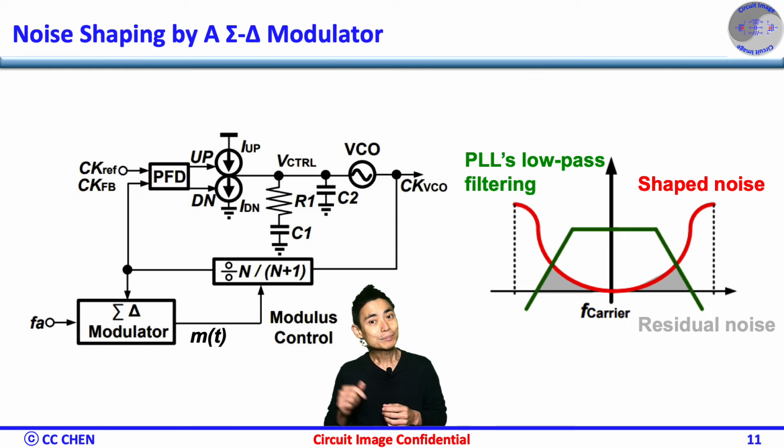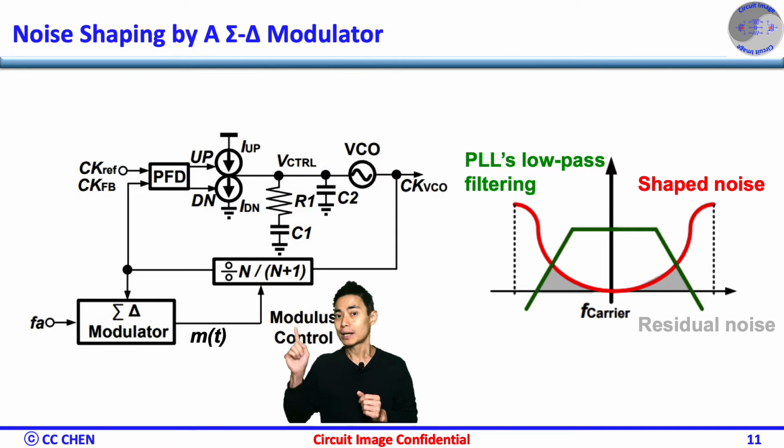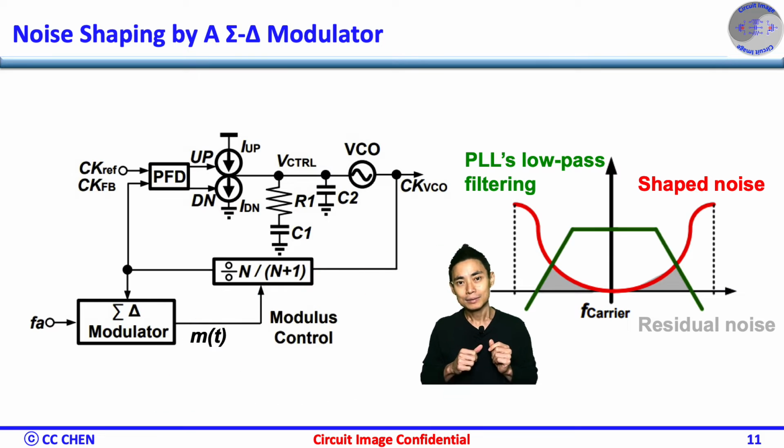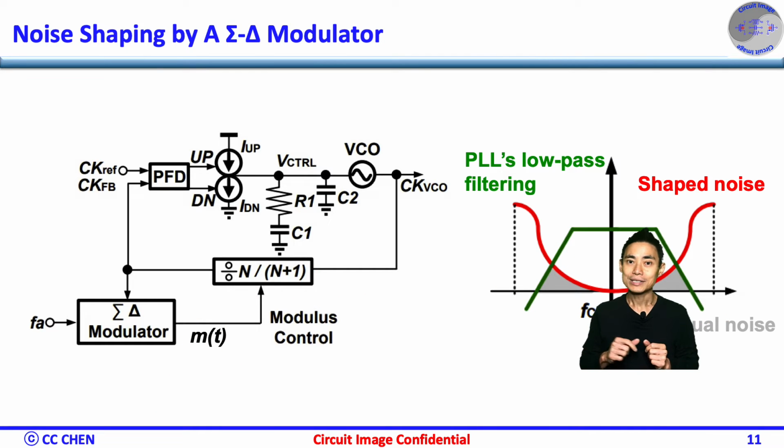Right, the most popular and effective way is to apply the sigma-delta modulator, which toggles the divide ratio between N and N plus 1, such that the average is equal to the fractional number. Then the quantization noise in the divide ratio has a high-pass shape, and is then filtered by the PLL's low-pass response. Therefore, as you can see, the total integrated noise is reduced greatly.